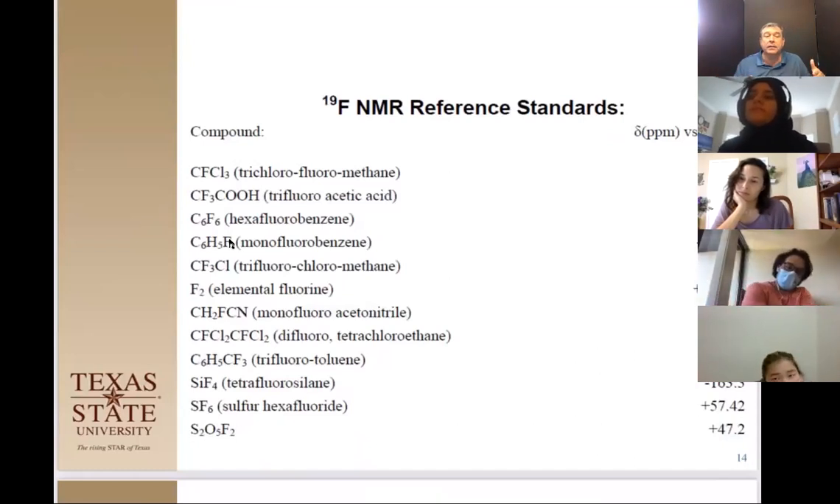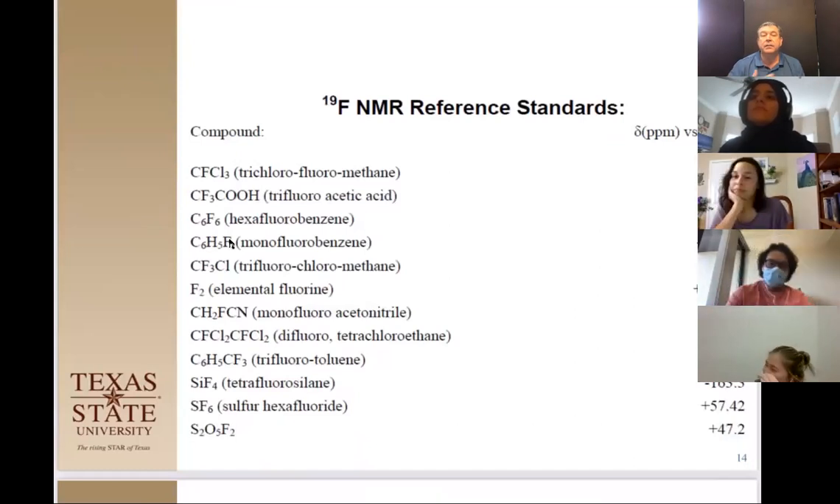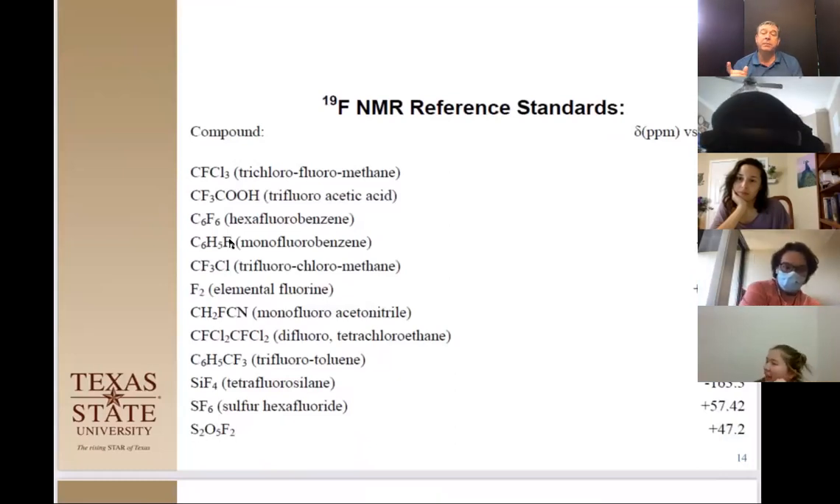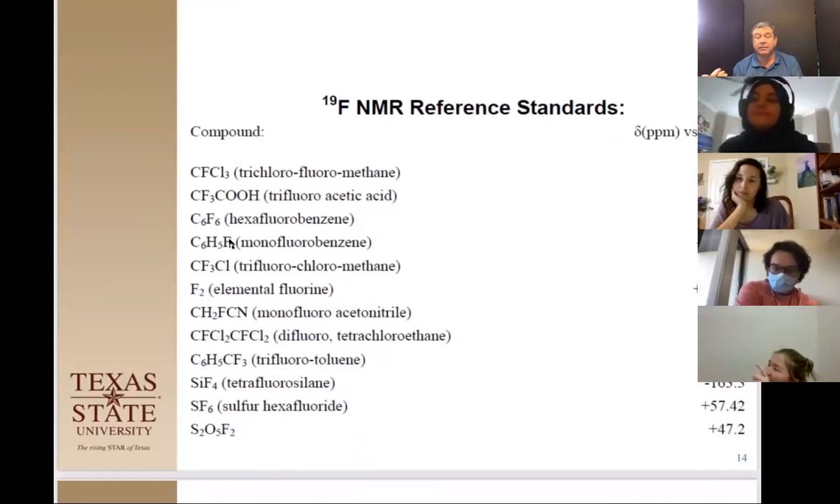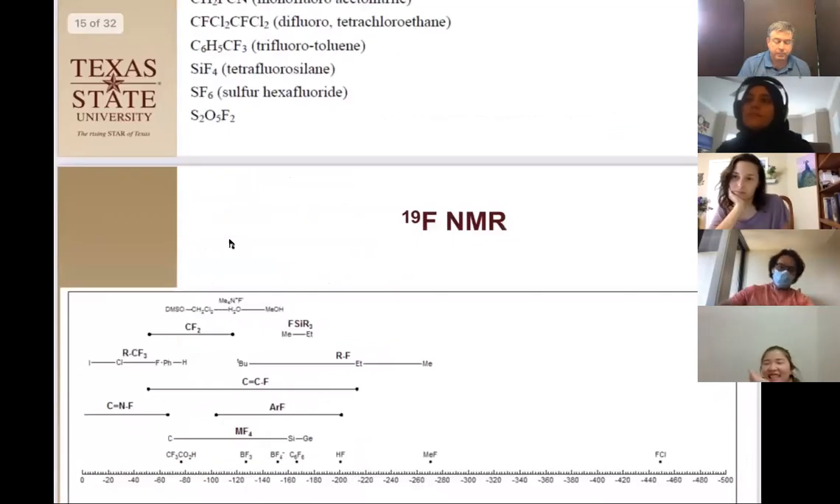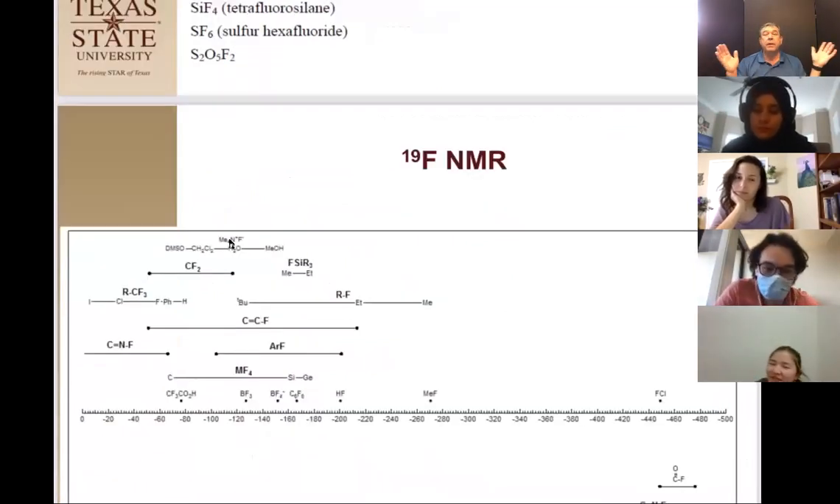Some are more or less toxic. Hexafluorobenzene is fairly low toxicity, and it boils at like 100 degrees, so it's really nice and stable. It's kind of like the TMS of fluorine NMR. Okay. Now, you'll notice that even these standards have very wide ppm ranges. We have minus like 200 to plus 400. Well, the range is actually a little bit wider than that. It goes pretty close to about 1500 ppm, okay?